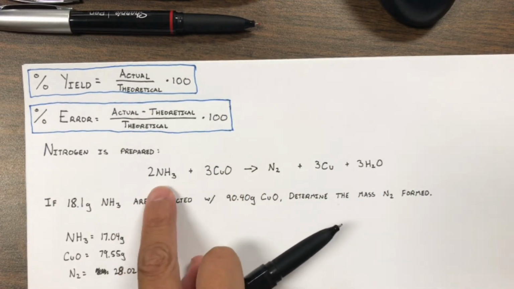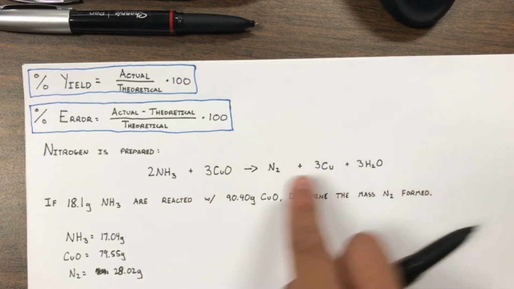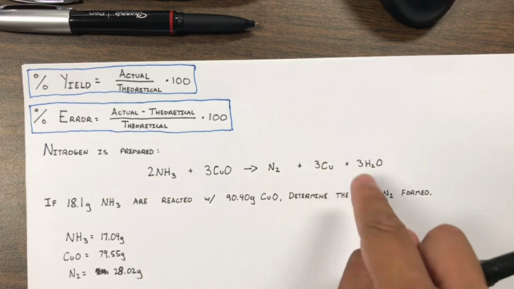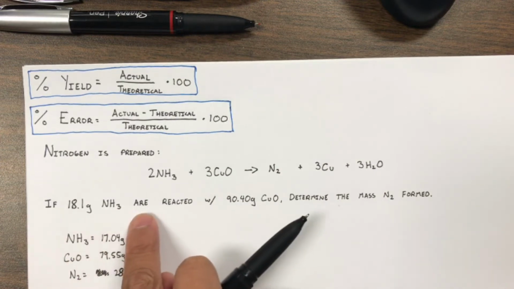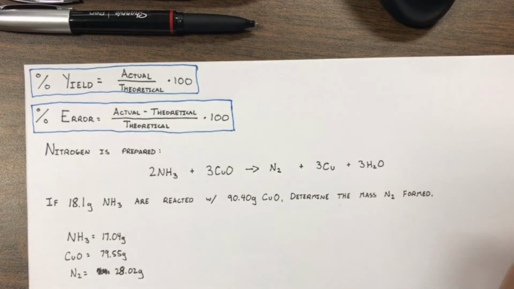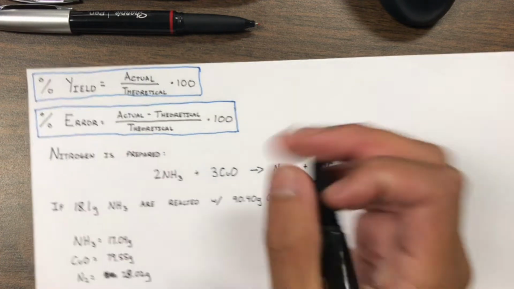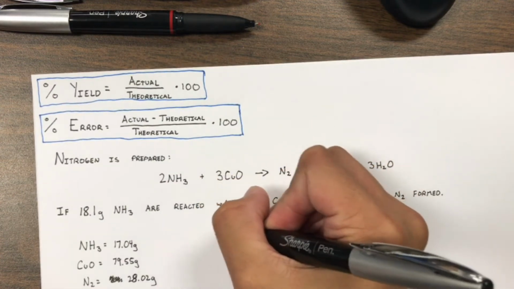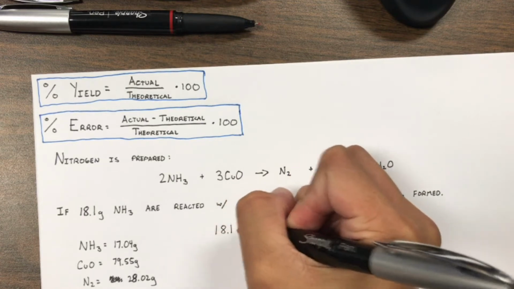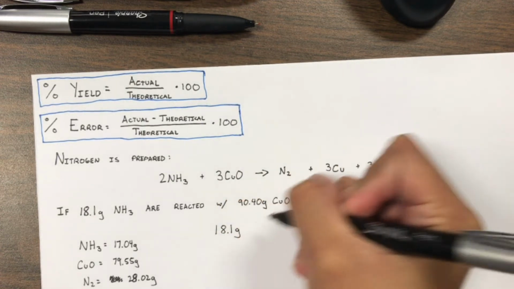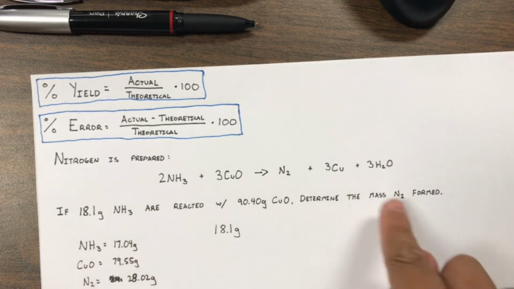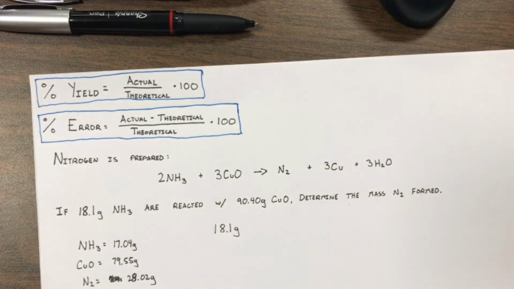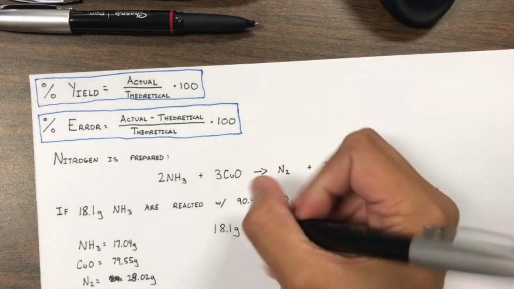Nitrogen is prepared, so we have 2 ammonia plus copper oxide will make nitrogen gas plus copper metal plus water. We have 18.1 grams of ammonia, and it's reacted with 90.40 grams of copper oxide. Determine the mass of nitrogen formed. This is going to be a limiting reactant problem, where we need to find out how much nitrogen I can get from this, how much nitrogen I can get from this, and figure out which one is going to run out first.